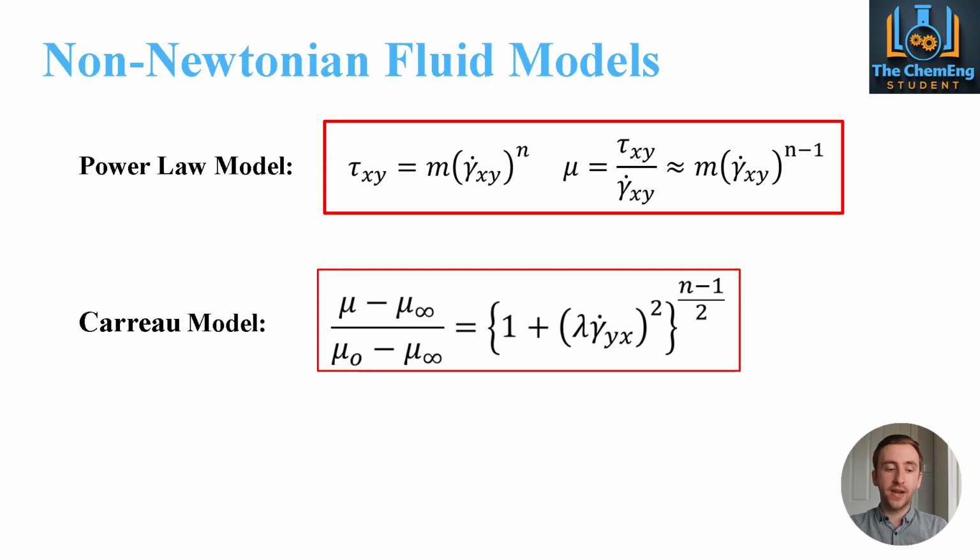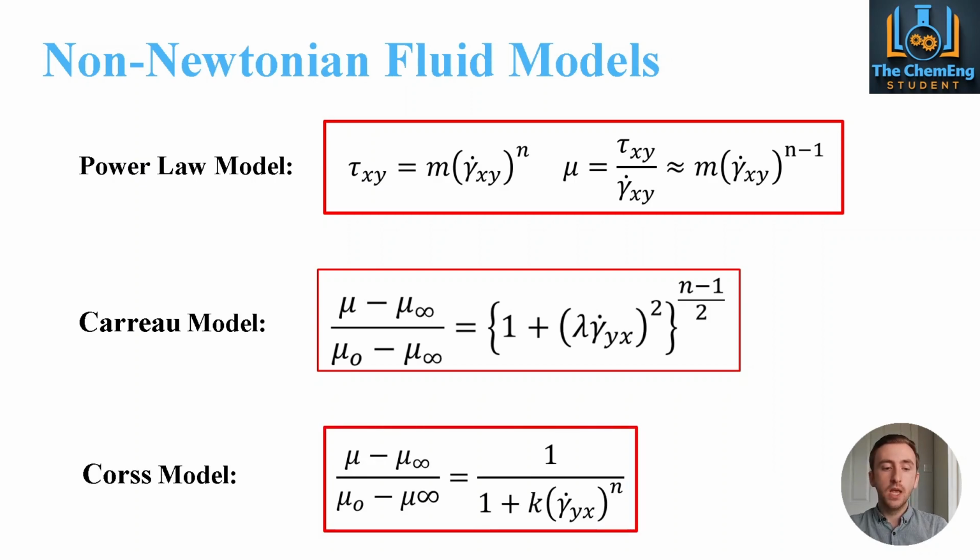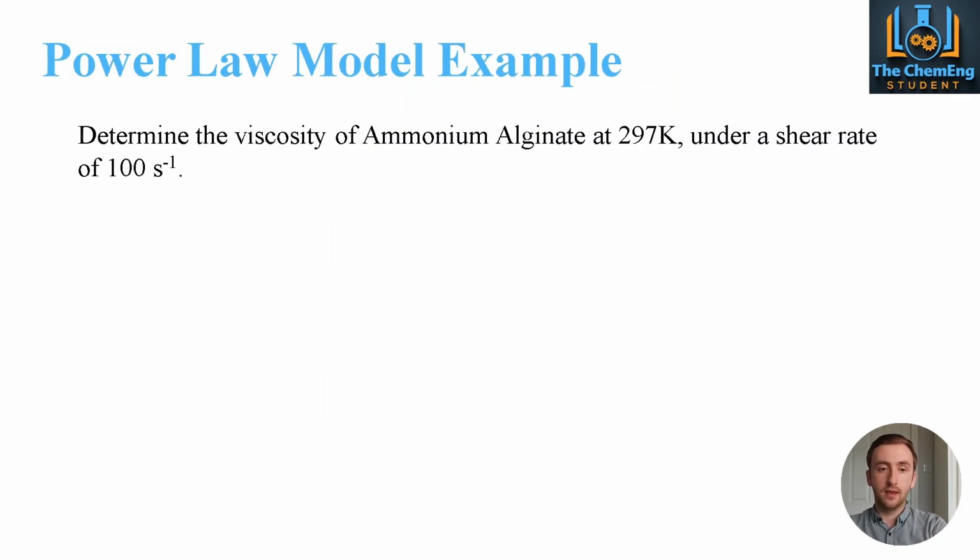Now these are empirical formulas that have been derived experimentally. So you would never be asked to actually derive these things. We also have the Cross model, which has a very, very similar layout here, in that we take the ratio of the difference between the infinite and the initial viscosities, but this time we introduce a new parameter of K. And again, these are model fitting parameters.